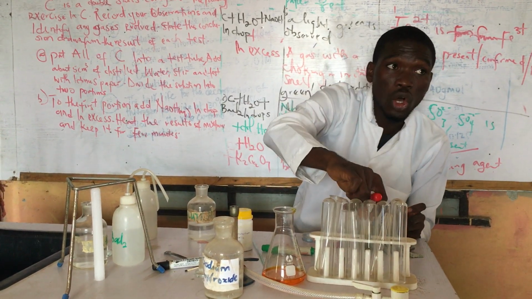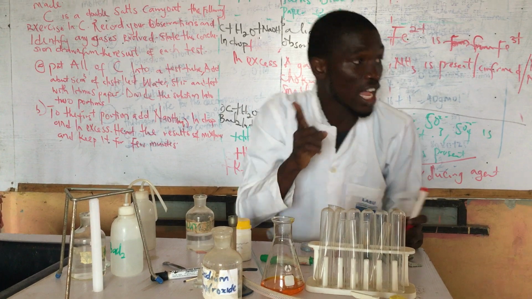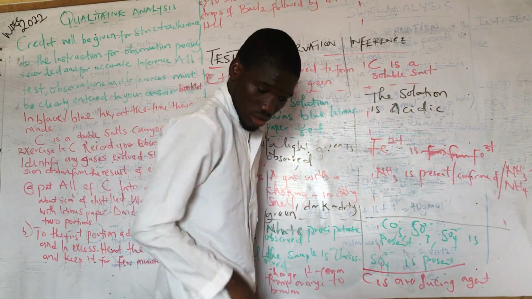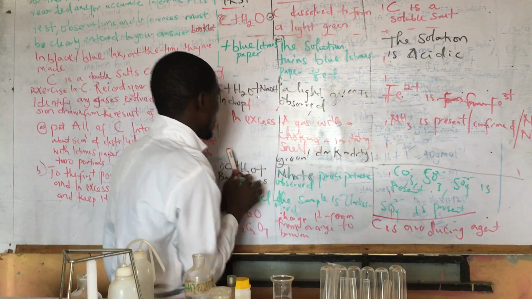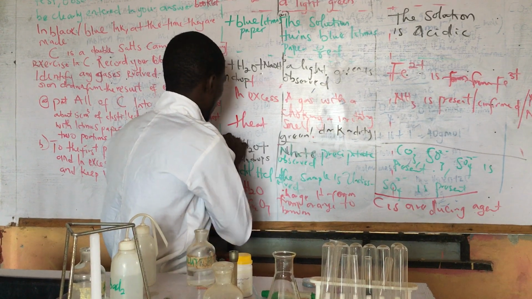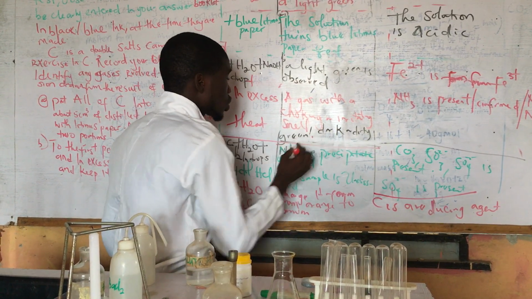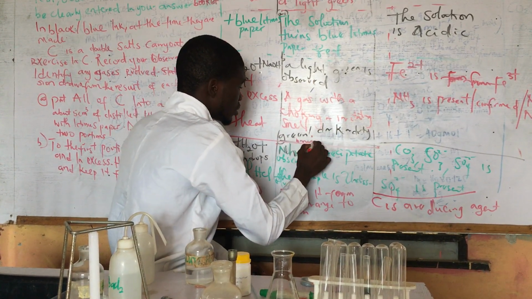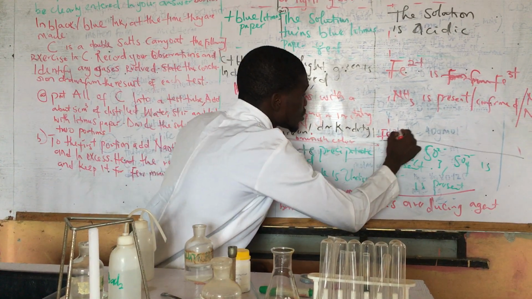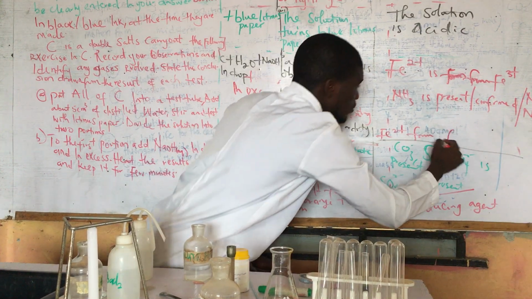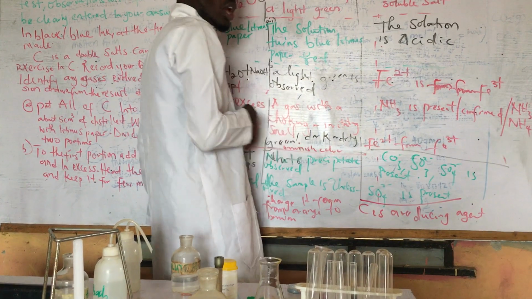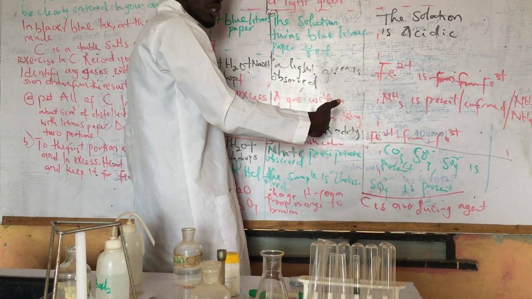So that brown color, telling you guys that for the inference, now if you want to write it, so don't just say brownish color. So Fe2+ changes to Fe3+, that is the brownish color after a few minutes. Are you with me now?